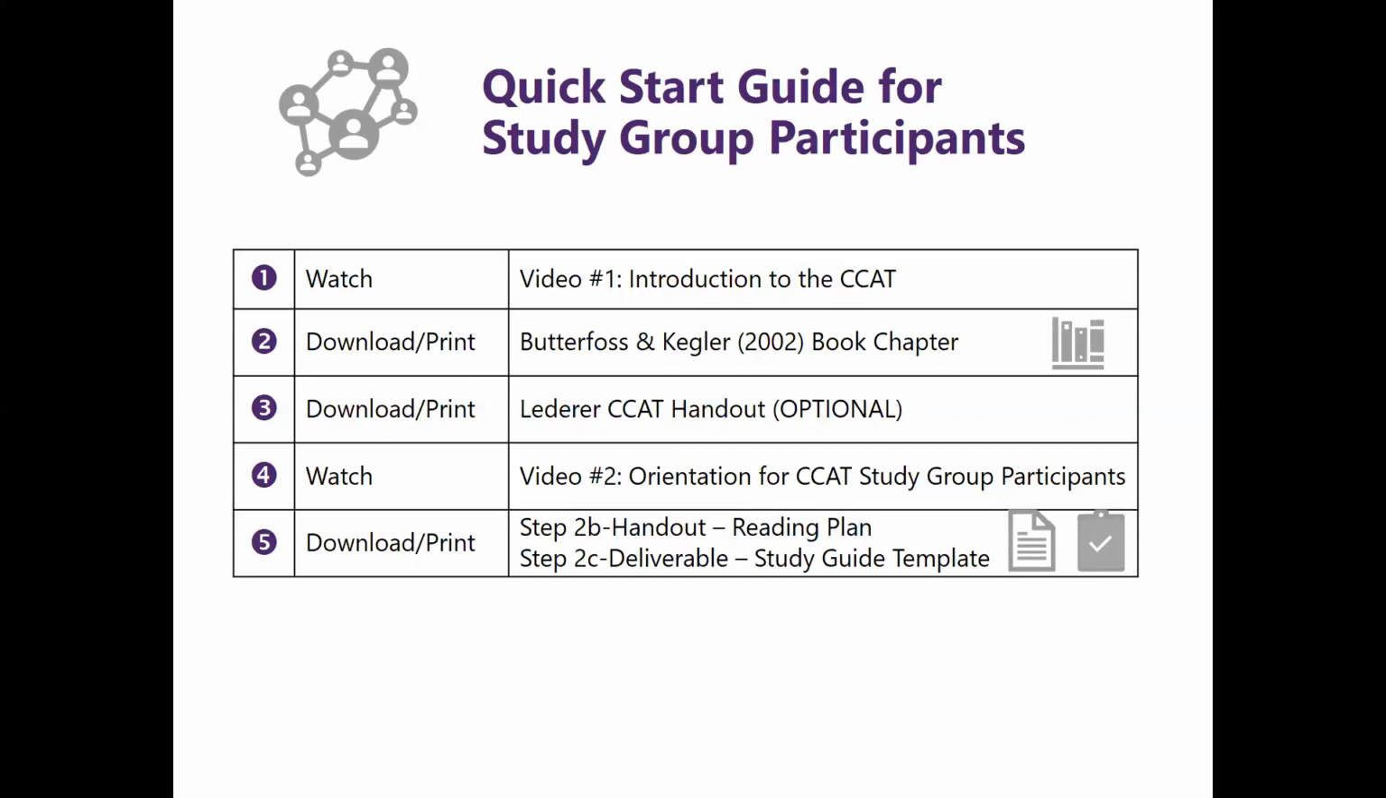The next 2 items on the Quick Start Guide include downloading and/or printing the PDF book chapter by Butterfoss and Kegler, along with an optional 2-page handout. Number 4 is being completed as we speak. The final 2 items on the list are for you to download or print the reading plan handout and the study guide template, which will be a deliverable.